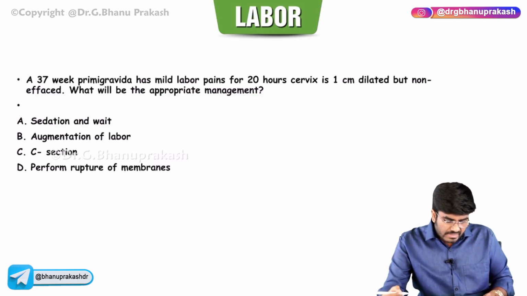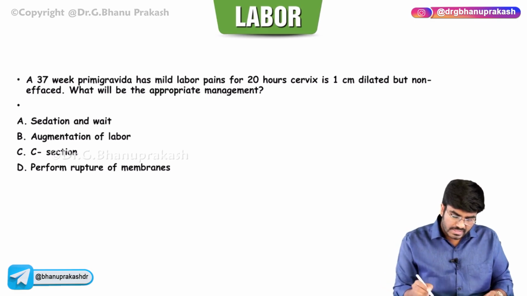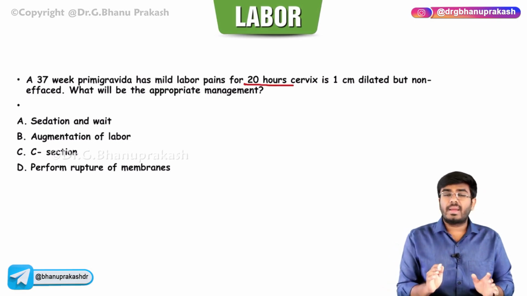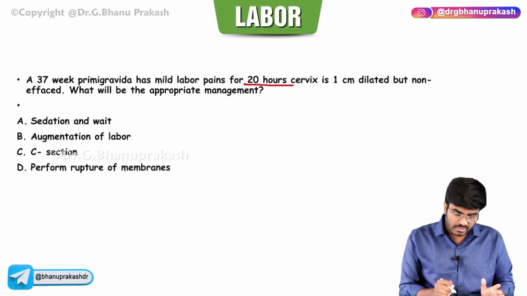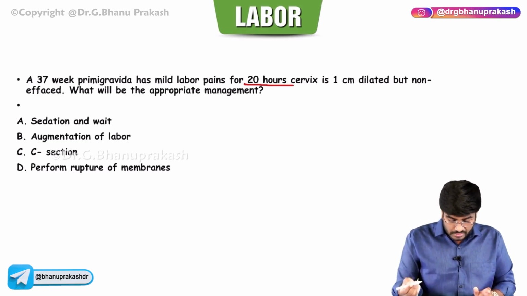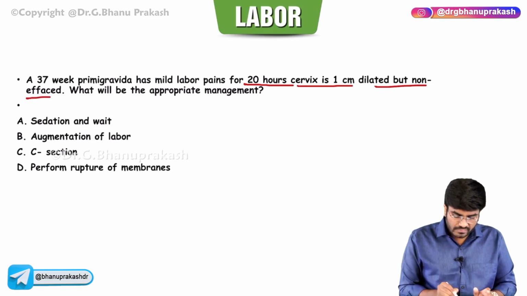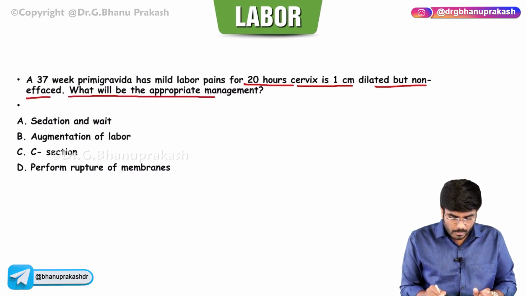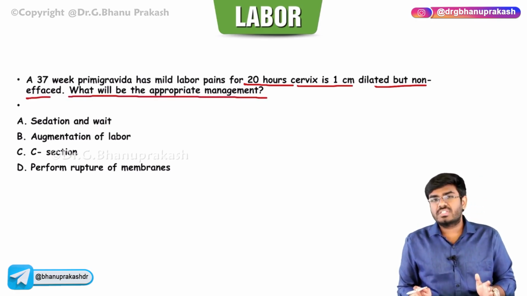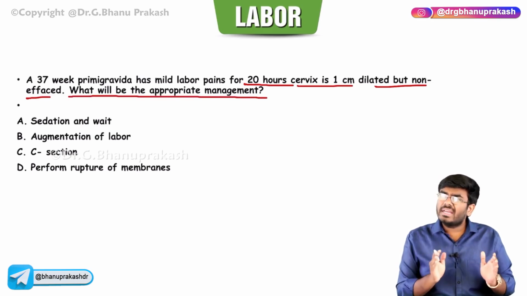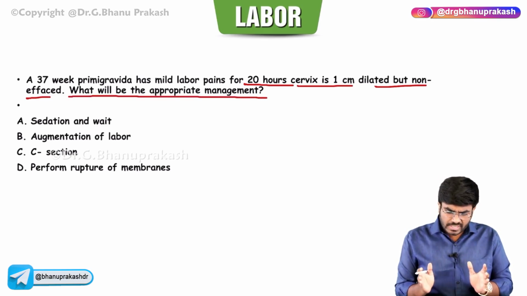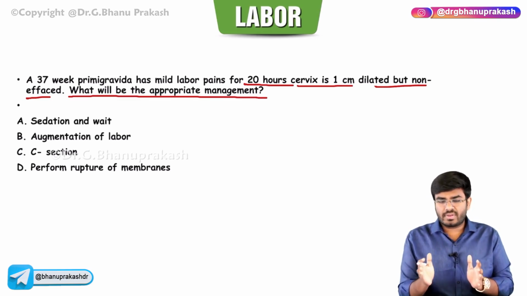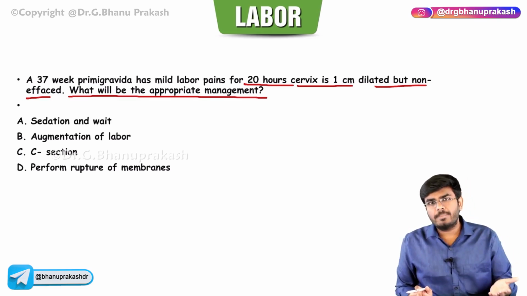Now, a 37-week primigravida has mild labor pains for 20 hours. Now she is at term. Right now she is in labor. Cervix is 1 centimeter dilated but not effaced. What will be the appropriate management? Right now she is in the first stage of labor, that too the latent phase. Why? Because 5 centimeters is not yet dilated. Once 5 centimeters dilated, she is in the active phase.